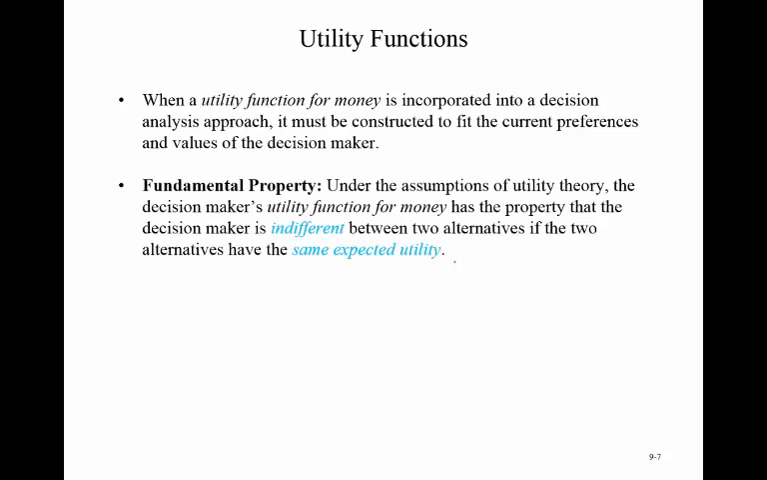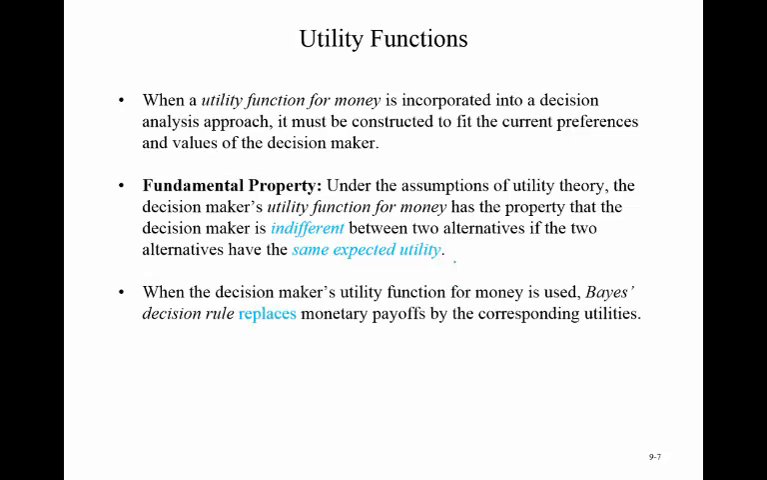Now, there's one fundamental property as we apply these utility functions. Under the assumptions of utility theory, the decision maker's utility function for money has a property that the decision maker is indifferent between two alternatives if the two alternatives have the same expected utility. So what this all means is, at the end of the day, instead of a tree that has a bunch of financial values put on it, it's going to have a bunch of utility values put on it. And what you're going to try to do is maximize the expected utility.